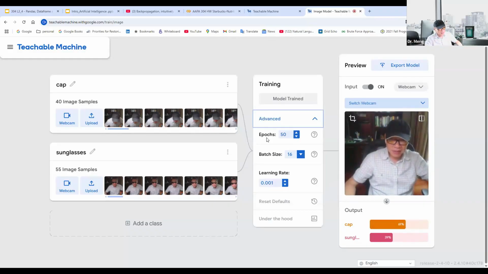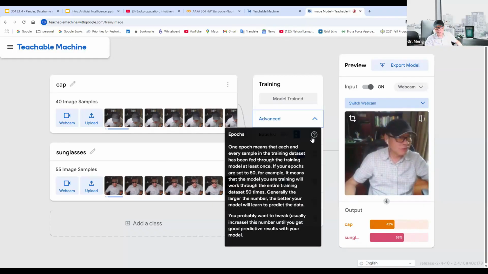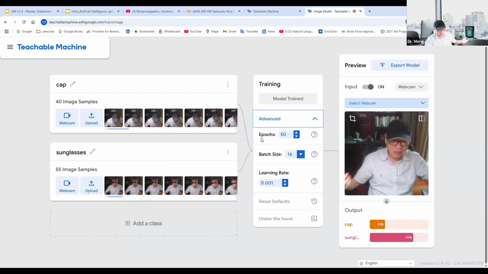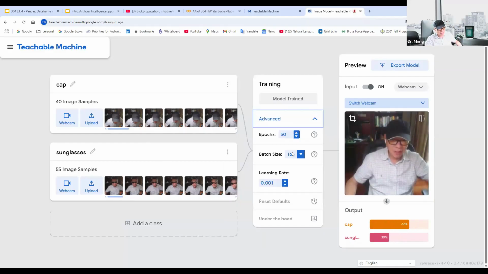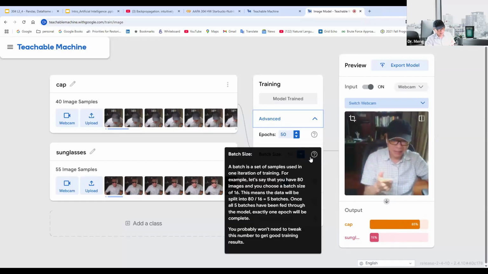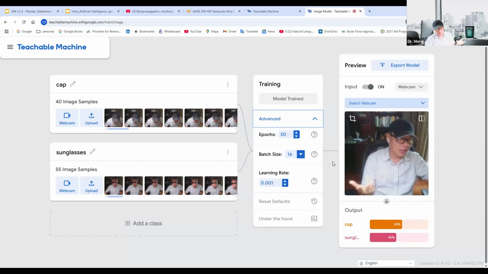Anyway, let's do this. Look at here. Epochs means the number of times we're going to use the data. If you mouse over the question mark, it's going to explain the concept of epochs. The batch size is essentially how many pictures you input at a time. Remember, in the video, they input 1 picture at a time. You actually can input many, like 16 pictures at a time for training.